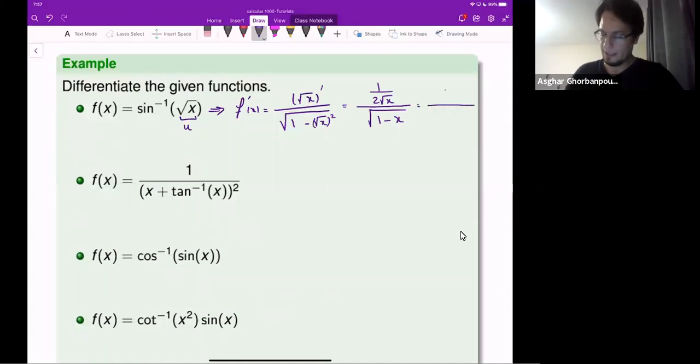So I can simplify a little bit more. I can multiply this down there. Look what happens here. This will be 2 root x root 1 minus x.